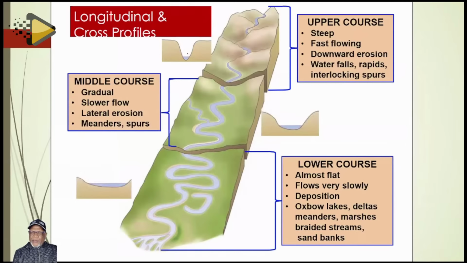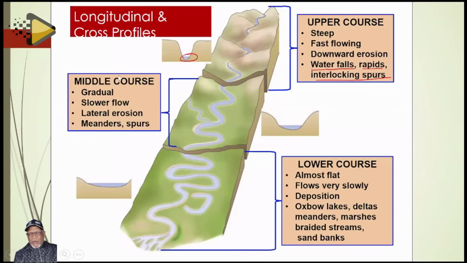So the river in its upper course has a steeper gradient, and the water is flowing fast. There is dominant downward erosion, or vertical erosion, and the area has waterfalls, rapids, and interlocking spurs, and you can see the volume of water is very little.